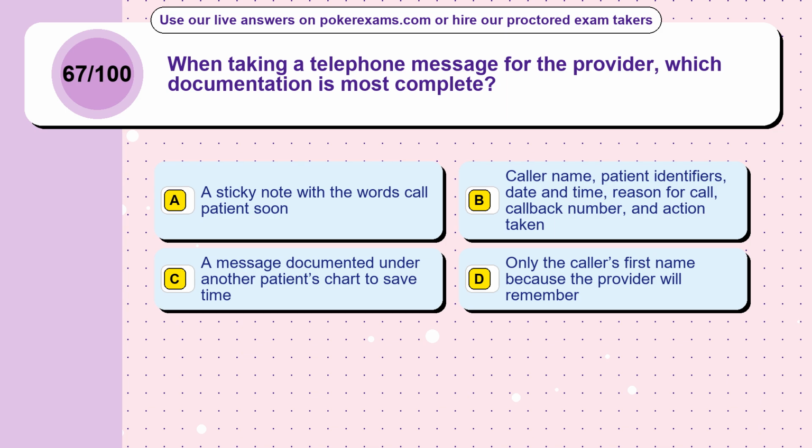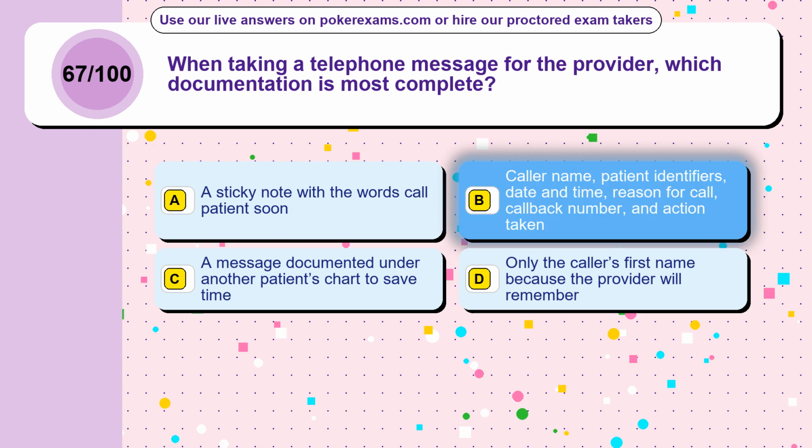Caller name, patient identifiers, date and time, reason for call, callback number, and action taken. Option C. A message documented under another patient's chart to save time. Option D. Only the caller's first name because the provider will remember. The correct answer is option B.